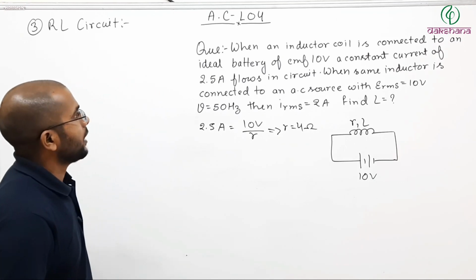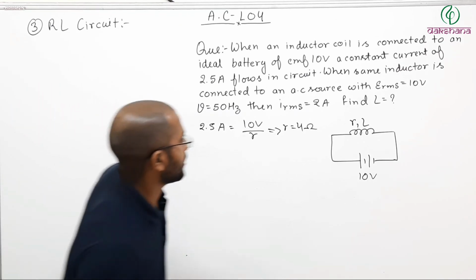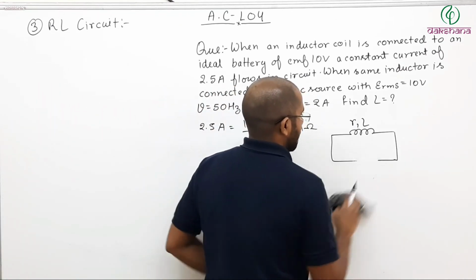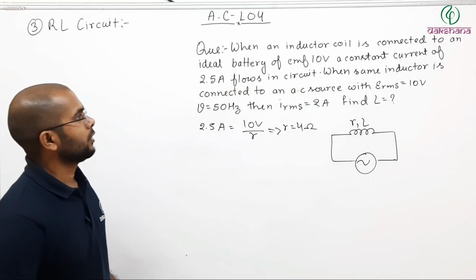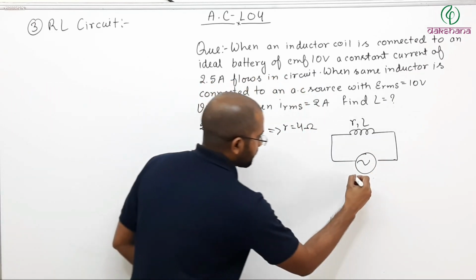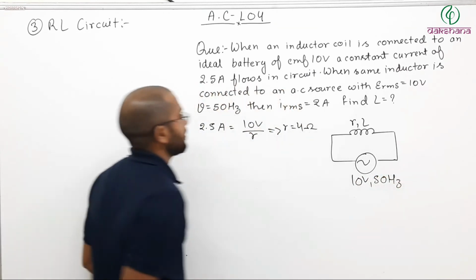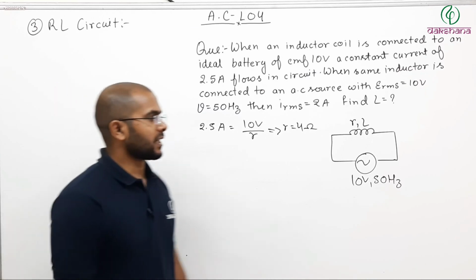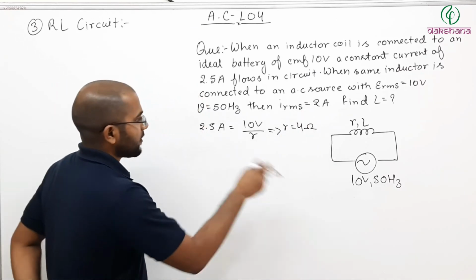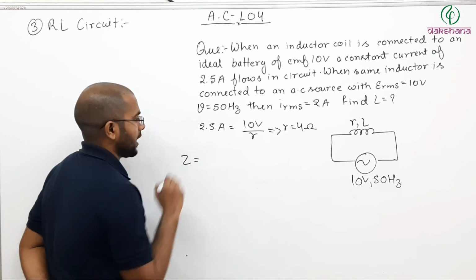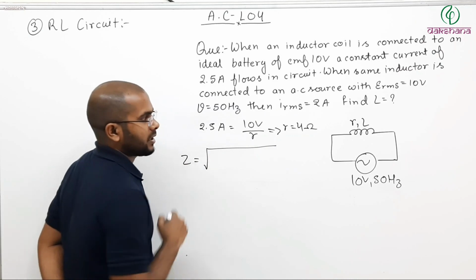Okay. Now, when the same inductor is connected to an AC source, let us remove this and connect an AC source of ERMS 10 volt and 50 hertz. You can see 50 hertz. So if that is the case, then IRMS is given as 2 ampere. So if AC source is there, then we will find Z.